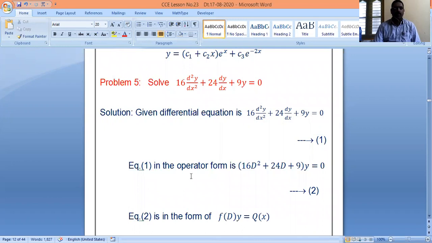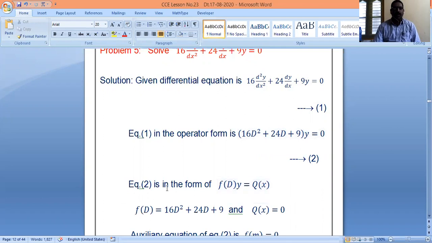Equation 1 in the operator form is (16D square plus 24D plus 9) into y is equal to 0. Let this equation be 2. Equation 2 is in the form of f of D into y is equal to Q of x. Here f of D is equal to 16D square plus 24D plus 9 and Q of x is equal to 0.